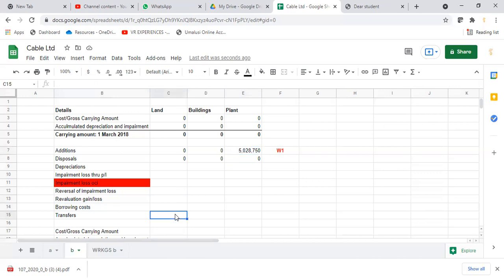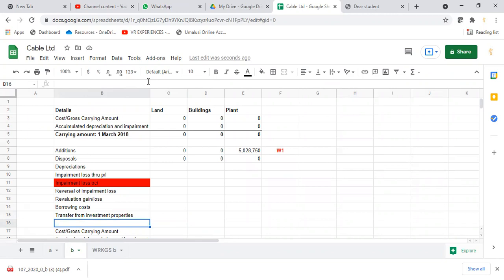Yeah, I can do the transfer. Okay, so this is the easy one. Remember, on 30th June 2018, that is during the current financial year, property A went from investment property to PPE. Here, because it's only one transfer, we can say transfer from investment property. So property A on 30th June 2018 went from investment property to PPE.